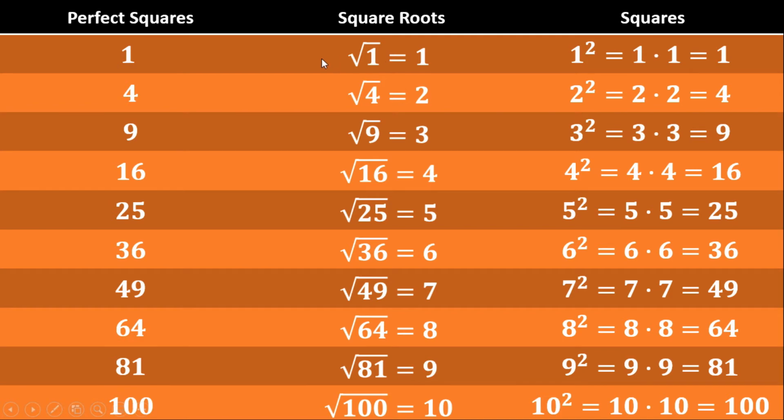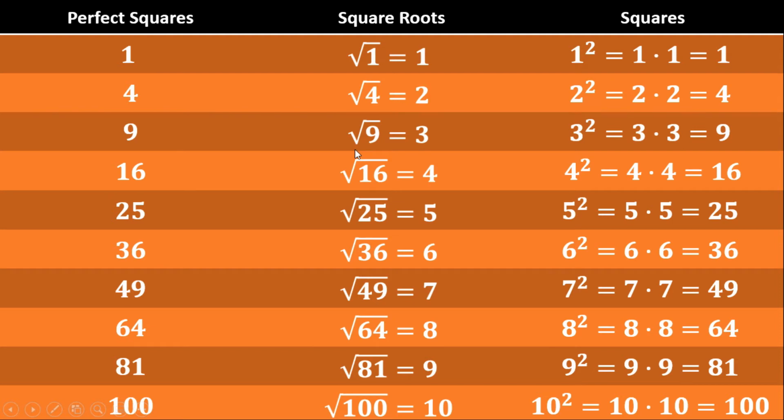Let's say, for example, we get the square root of 1, and that is equal to 1. Why? It's because when we square 1, or 1 squared, that is equal to 1 times 1 equals 1. When we get the square root of 4, that is equal to 2, because 2 squared is equal to 2 times 2, and that is 4.